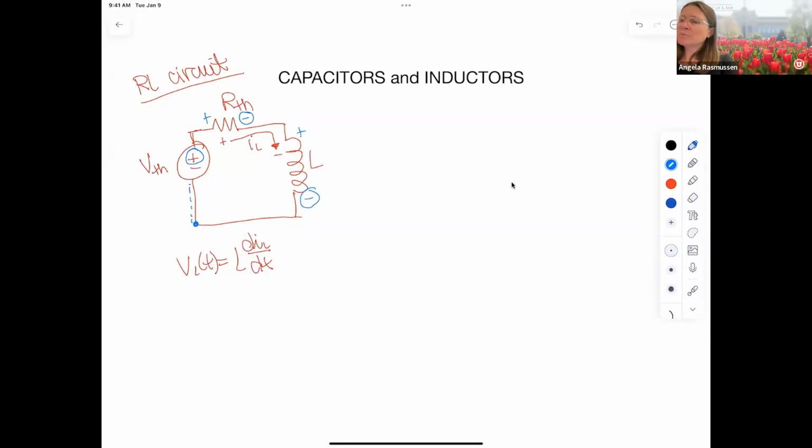So my voltage loop will be plus VTH minus RTH times IL, and then minus the voltage VL. So there's going to be a VL across that. So here's my voltage loop, Kirchhoff's equation of going around. So plus VTH, the voltage drop across a resistor is I times R, and then the voltage VL. And I know VL from my equation. So I can rewrite that.